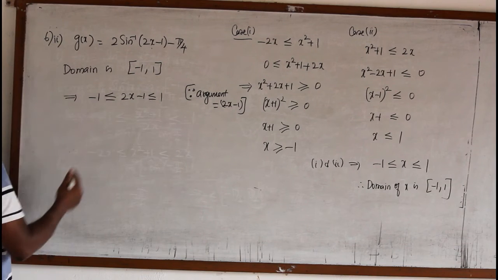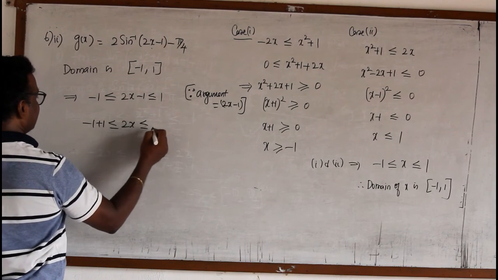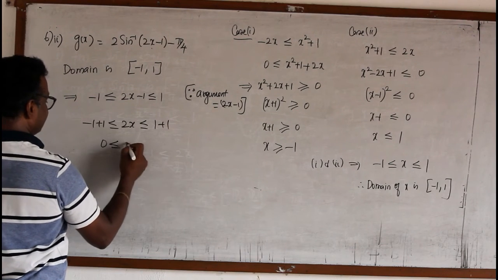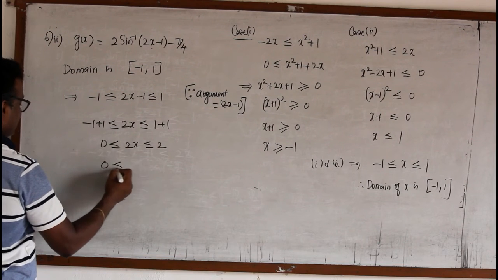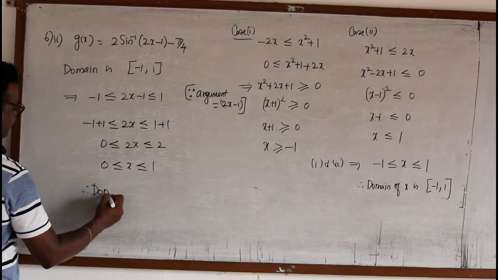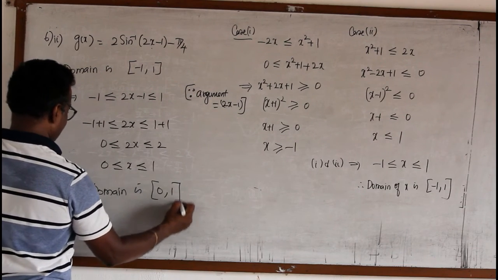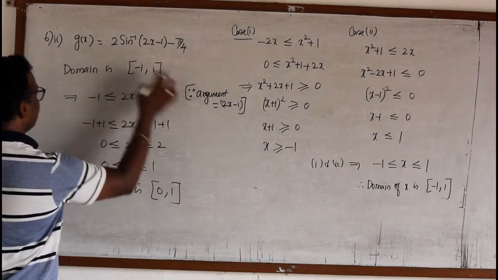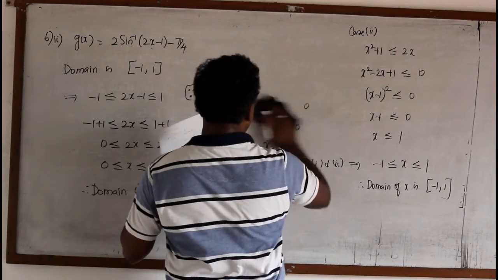So add 1 on all sides. It is minus 1 plus 1 less than or equal to 2x less than or equal to 1 plus 1, so 0 less than or equal to 2x less than or equal to 2. When you divide by 2, 0 less than or equal to x less than or equal to 1. That means the domain is [0, 1]. Can you understand? You must take only the argument to find the domain. With that, sixth problem is over.